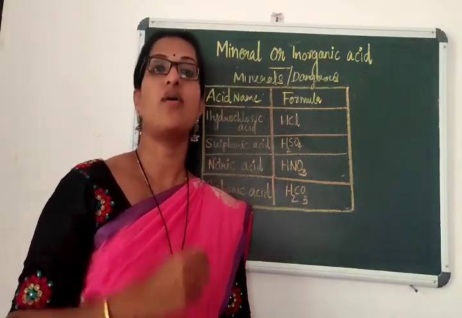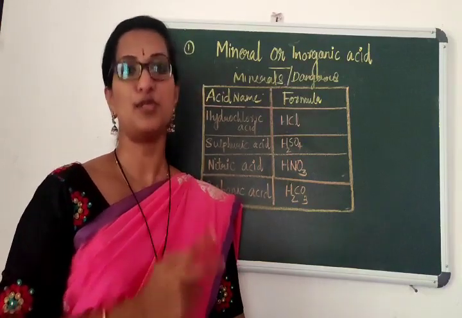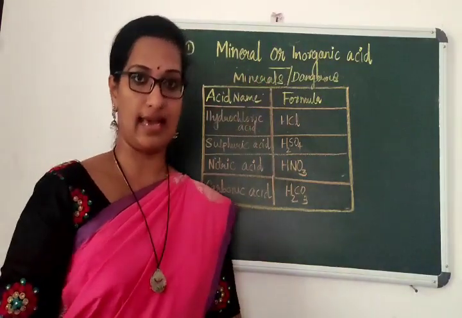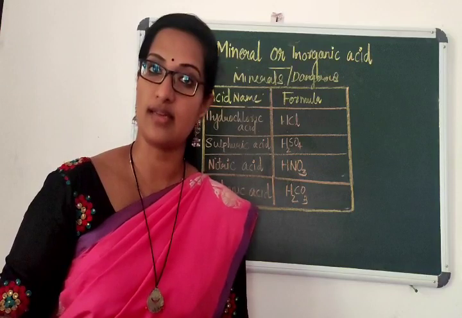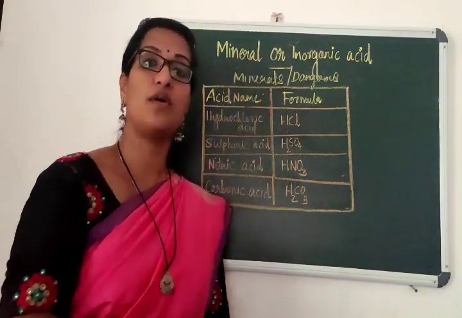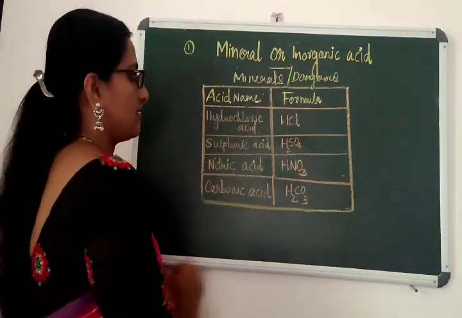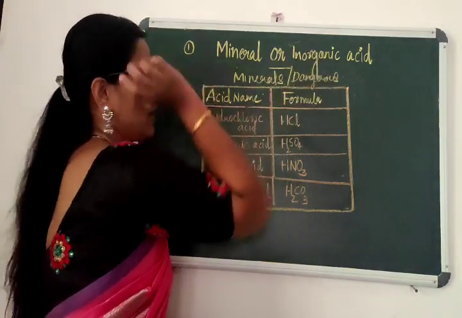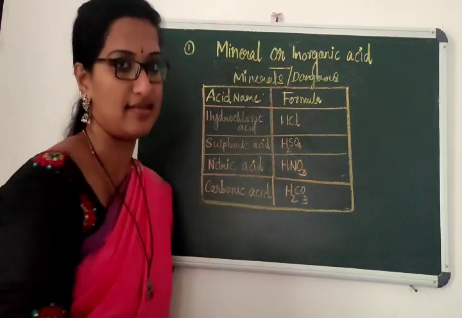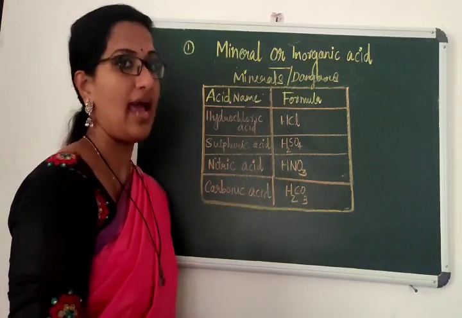Okay students, now let's concentrate on acids. Acids can be mainly classified into 2. The first classification is the mineral acid or inorganic acid, and the second classification is the organic acid. The mineral acids are also known as inorganic acids. Now let's study the mineral acids. Mineral acid or inorganic acid is mainly obtained from minerals which are present in the earth, and these acids are highly dangerous to handle.